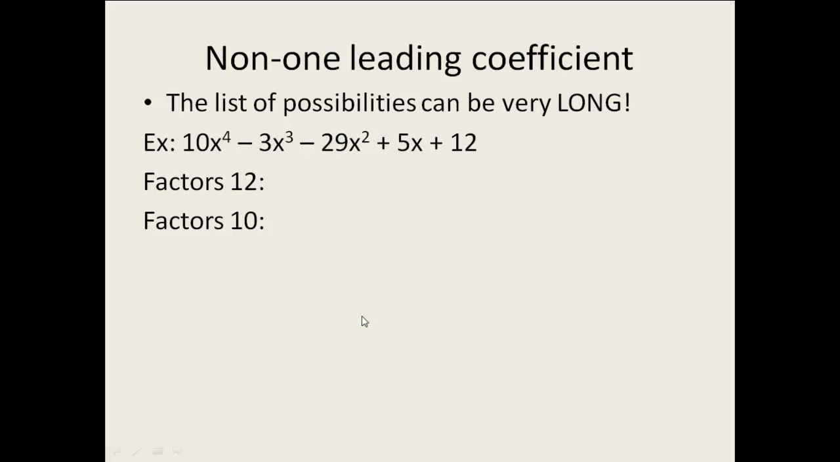Alright, so here's another one. Our list of possibilities can get very long very, very quickly. And my constant here is 12, so I would have for my factors of 12 plus or minus 1, plus or minus 2, plus or minus 3, plus or minus 4, plus or minus 6, and plus or minus 12. Now notice my leading coefficient for this one is 10. Well, my factors of 10 are plus or minus 1, plus or minus 2, plus or minus 5, and plus or minus 10.